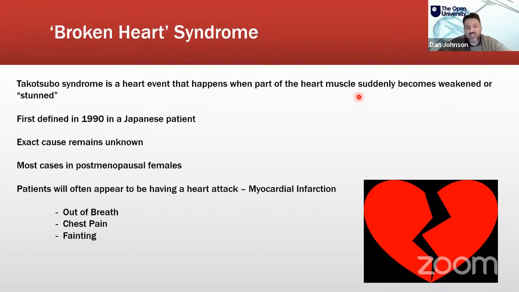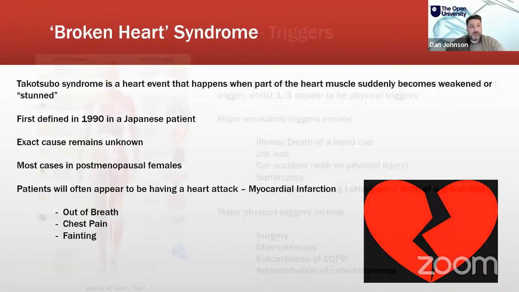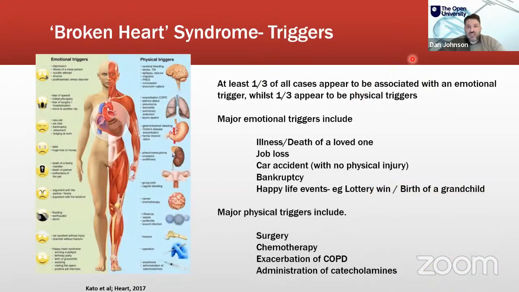So they would present to the clinic being out of breath, having chest pain, and maybe also fainting ultimately. At least a third of these patients appear to be linked with an emotional trigger. That could be for many reasons. As you can see, I've shown on the left here a diagram showing most of those things, including emotional and physical triggers. Emotional triggers could be things like illness, death of a loved one, job loss, a car accident.